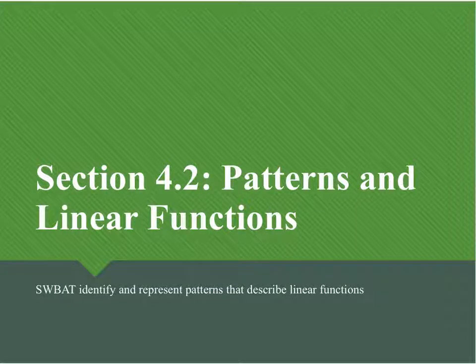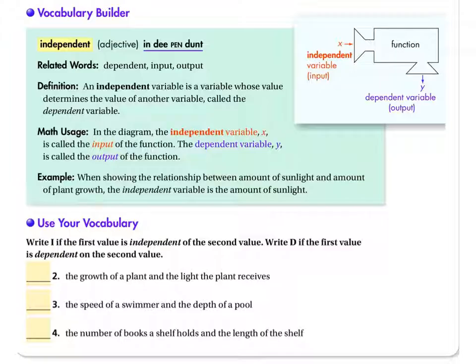Welcome to Algebra 1, Chapter 4, Section 2, Patterns in Linear Functions. The vocab word we need to consider is independent. An independent variable is a variable whose value determines the value of another variable called the dependent variable.